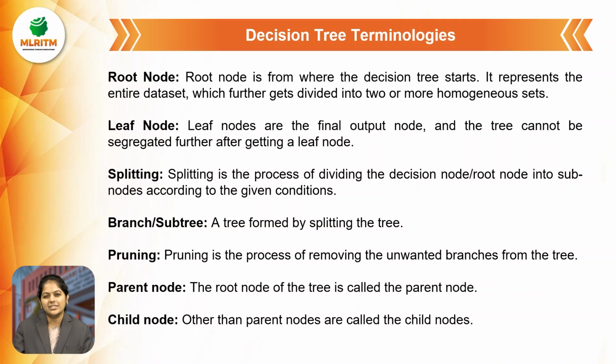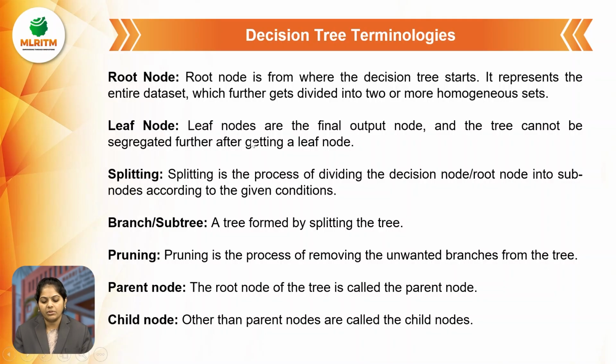So let's see some terms in decision trees. Let's start with the root node. As we know, every tree starts with a very first node, which is called the root node. The root node is where the decision tree starts, and it represents the entire data set, which further gets divided into more homogeneous sets. The main root, which is at the starting point, is called the root node here.